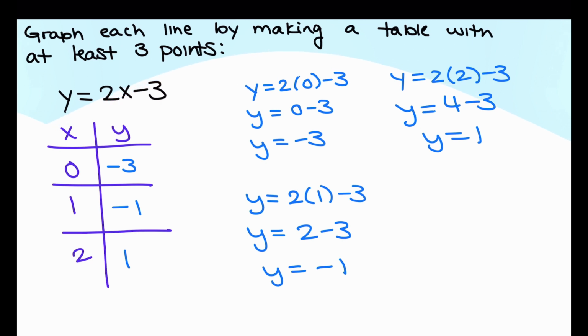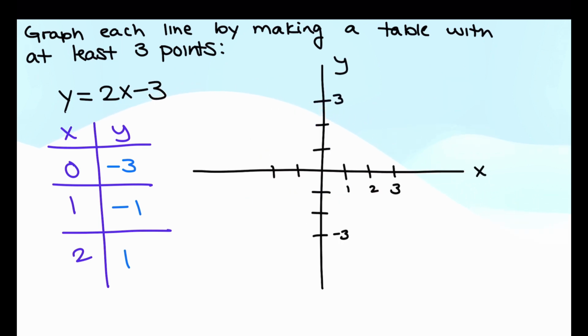My next step is to plot these 3 points on my rectangular coordinate system. Because I'm graphing a linear equation, these 3 points should lie in a straight line. If they don't, it means I made a mistake somewhere, and I need to go back and recheck my work. So I plot the point x is 0, y is negative 3. Then we've got x is 1, y is negative 1, so go down 1. And finally, x is 2, go up 1, y is 1. And I notice that these 3 points do lie in a straight line.